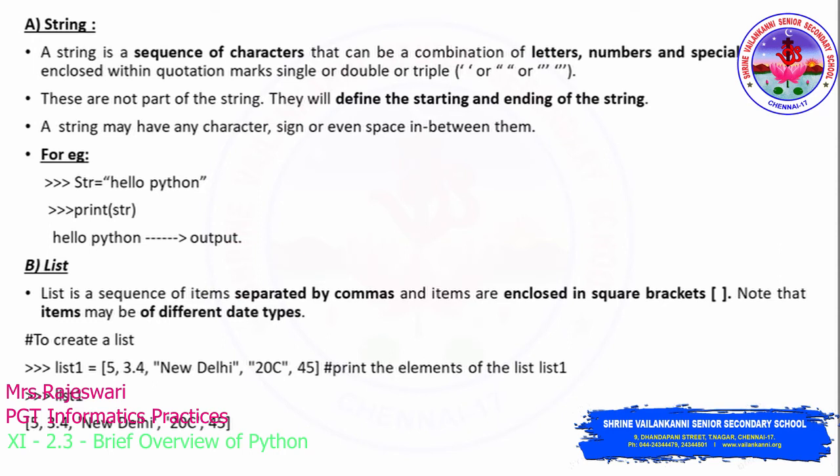So a string is generally a sequence of characters, which is a combination of letters, numbers and special symbols. It can be a letter, a number or a special symbol. Whichever values you enclose within quotation marks, single quotes, double quotes or triple quotes, all work in the same way. The things which you enclose within the quotes will be considered as a string. Even if you enclose a number within quotes, that will also be considered as a string, which we have already discussed in the previous classes.